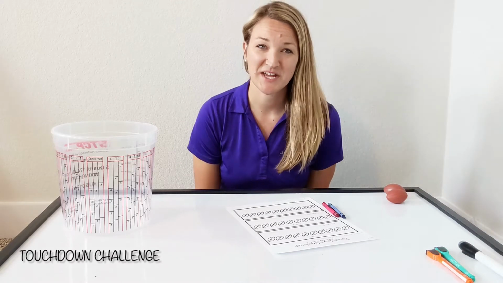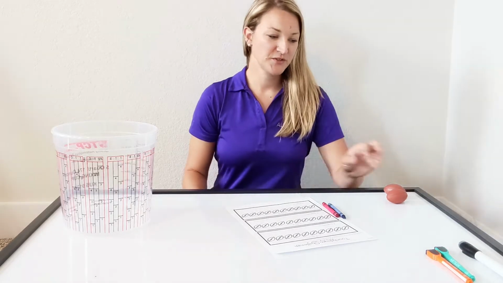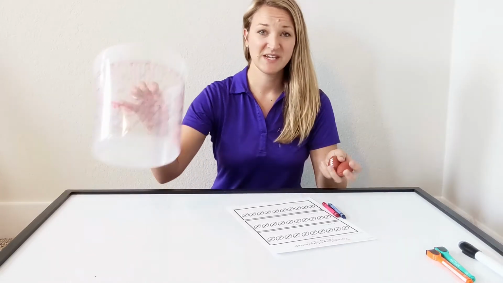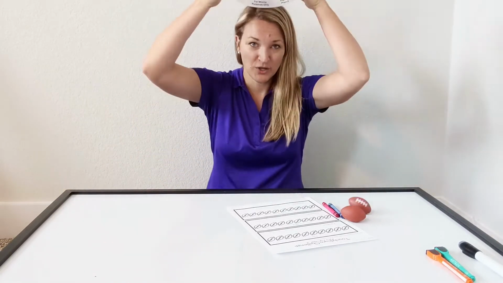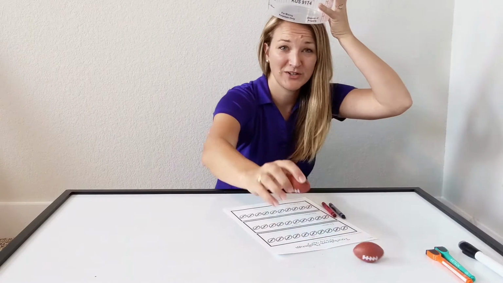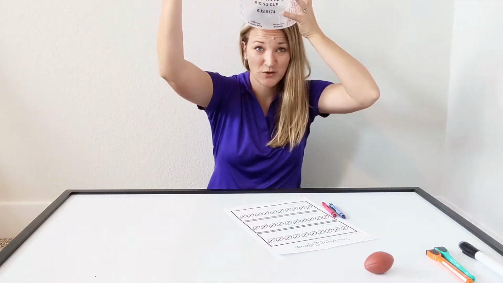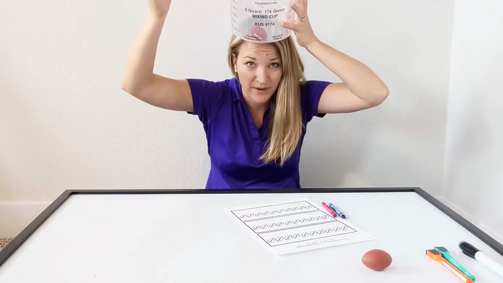Let's talk about the touchdown challenge. Each pair of students will receive 2 mini footballs and a large bucket. One partner will hold the bucket on their head while the other partner takes a few steps back and tries to throw the ball. They try to catch it in the bucket.